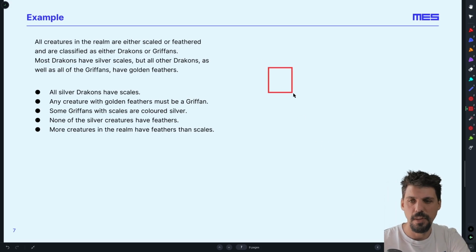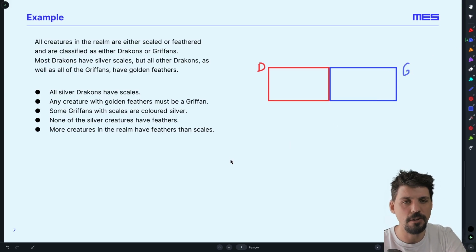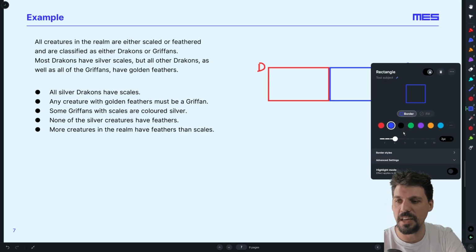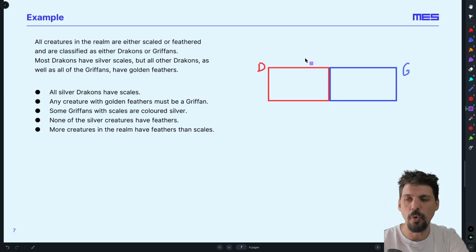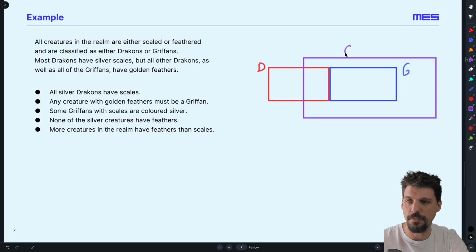What I'm going to do here is I'm going to draw a Dracon box and I'm going to draw a Griffin box. D for Dracon, G for Griffin. Okay, so what do we know? Most Dracons have silver scales, but all other Dracons, as well as all of the Griffins, have gold feathers. So, and I do find it a little bit easier with boxes here. So all griffins and all the other dracons have golden feathers. So I'm going to put that there and go golden feathers.